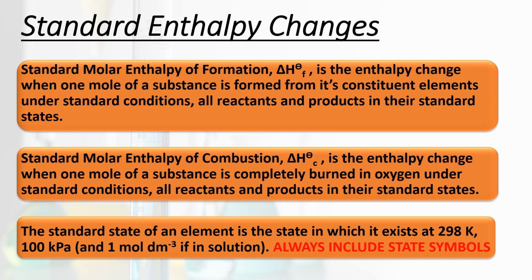The other one is the standard molar enthalpy of combustion. This is delta HC. And this is the enthalpy change when 1 mole of a substance is completely burned in oxygen under standard conditions, all reactants and products in their standard states. So again, we have an enthalpy change, a heat change at constant pressure when we burn 1 mole. Again, that's that really key idea that it's 1 mole of a substance, because remember, these heat changes depend on the amount of our reactants. So it's the enthalpy change when 1 mole of a substance is completely burned in oxygen under standard conditions, and all the reactants and products in their standard states.